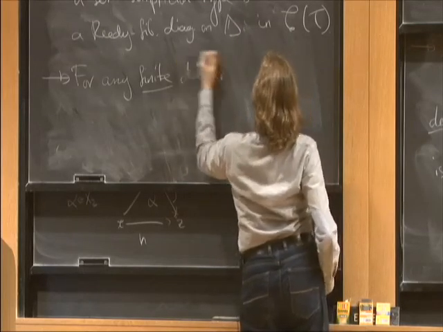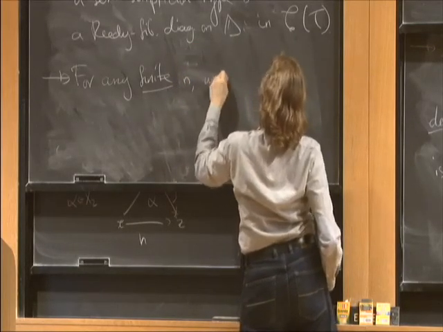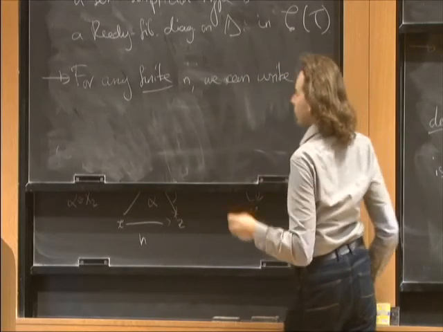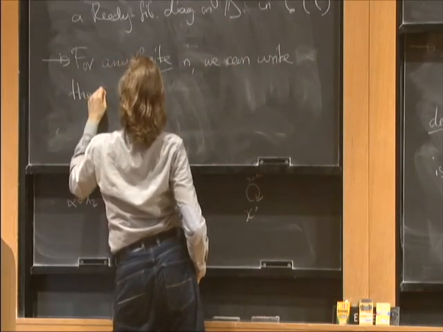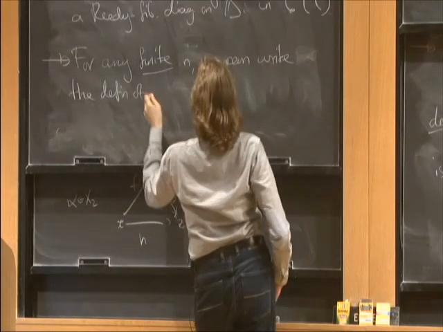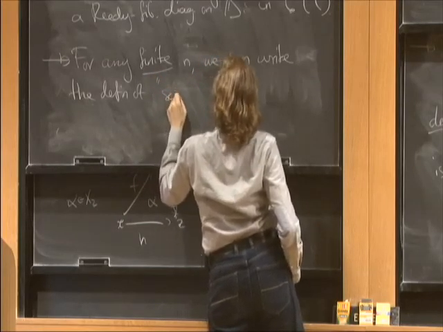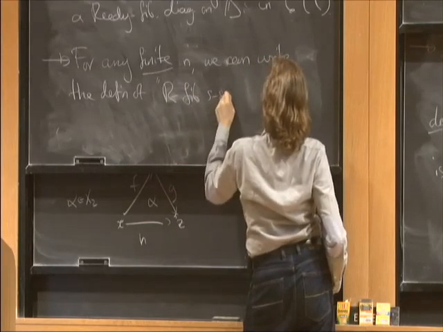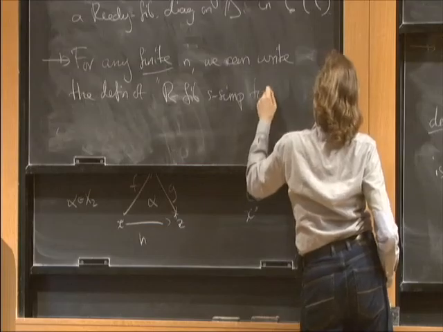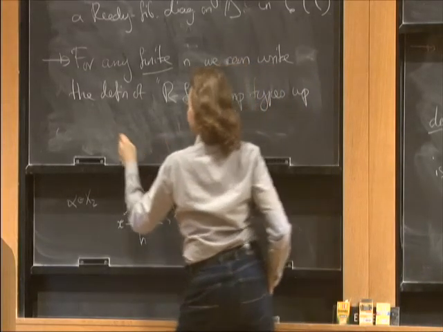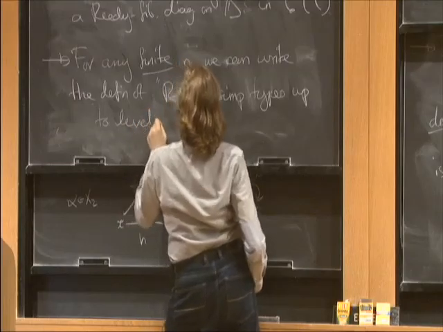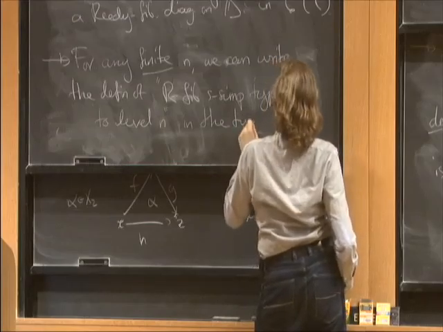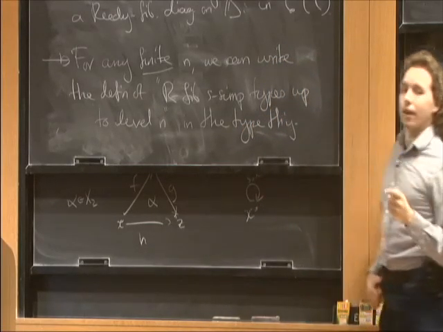So for any finite n, we can write the definition of Reedy fibrant semi-simplicial sets, or semi-simplicial types, up to level n in the type theory as a single definition.